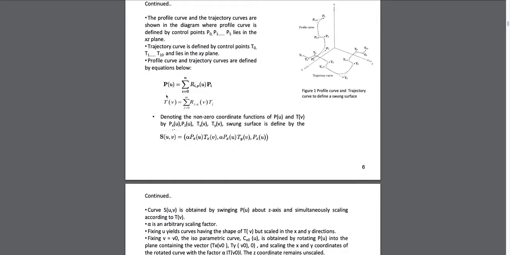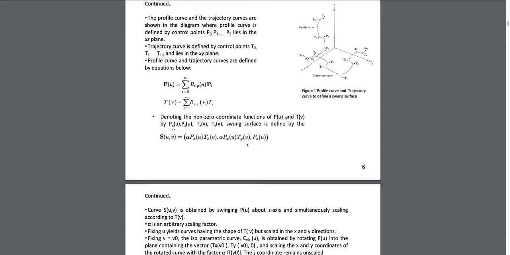Here the profile curve and trajectory curve are given by the equations defined by P of u and T of v, and denoting the non-zero coordinate functions of P of u and T of v by Px of u, Pz of u, Tx of v and Ty of v. The swung surface is defined by this equation. S of u comma v equals alpha Px of u Tx of v comma alpha Px of u Ty of v and Pz of u.